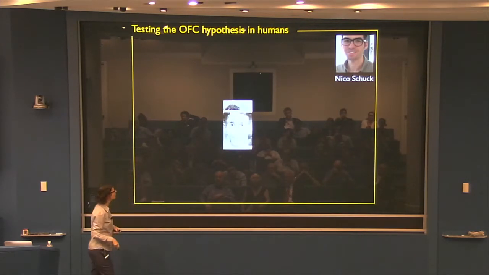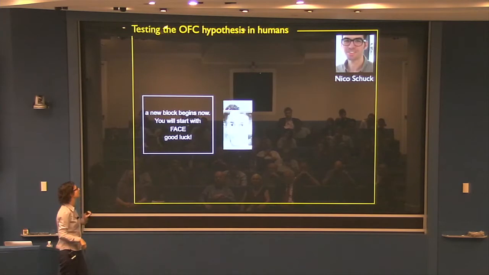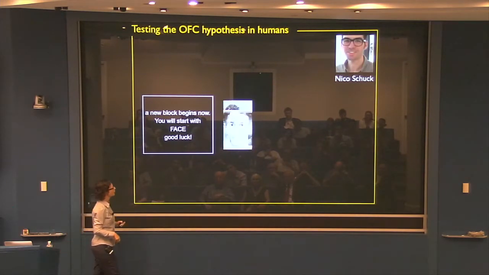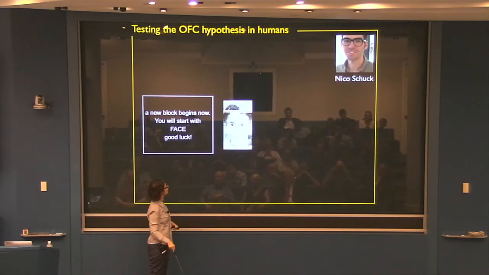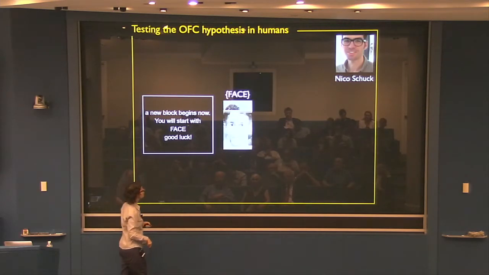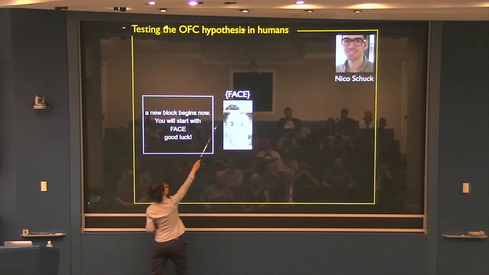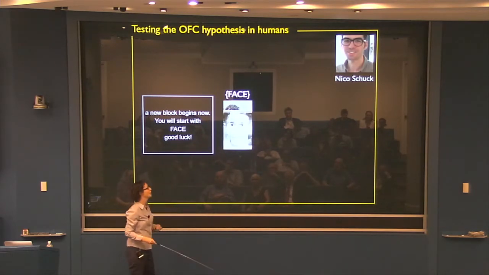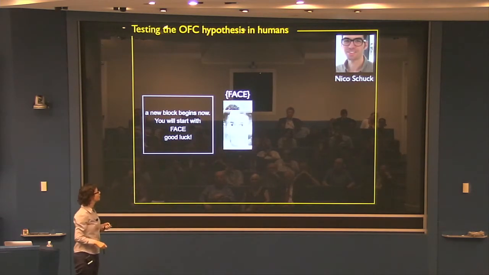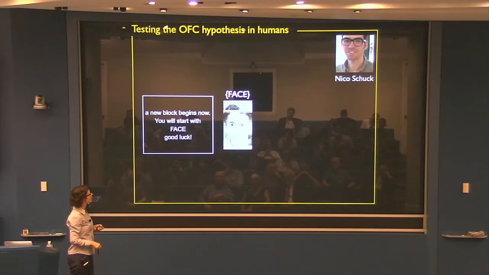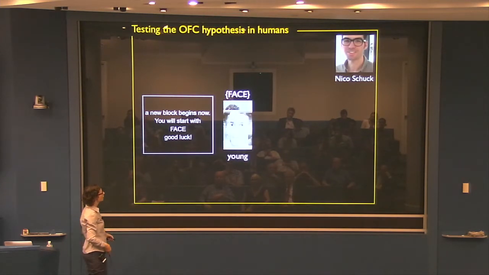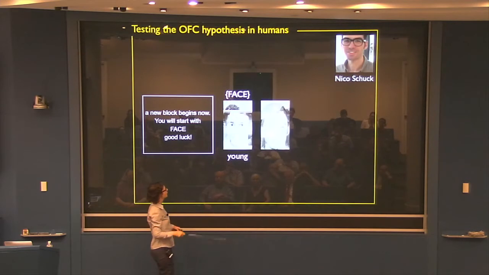And how do they know which dimension? Well, to start with, we tell them. So we can say, a new block begins now. You will start with face. Good luck. So you look at this face, and this face looks young. This is not written on the screen. The subject knows in their mind that they are now attending to faces, and they make the judgment and say young. Okay, so comes a new trial, new stimulus.